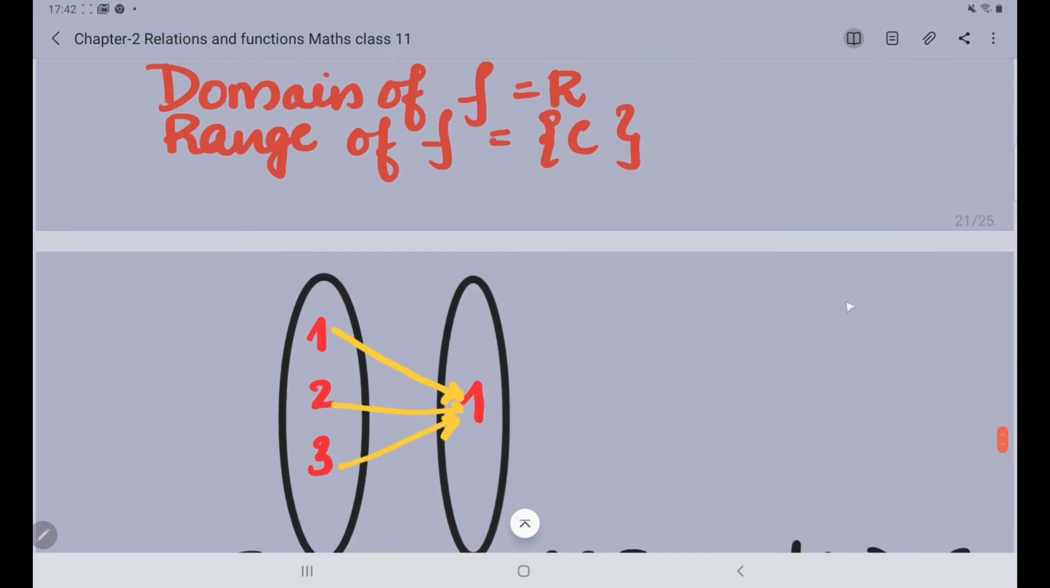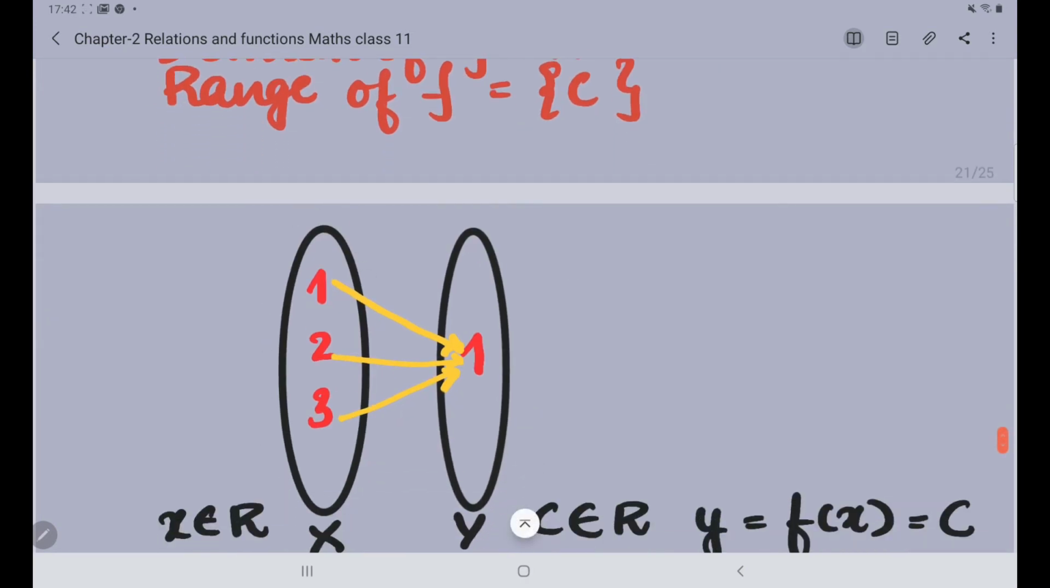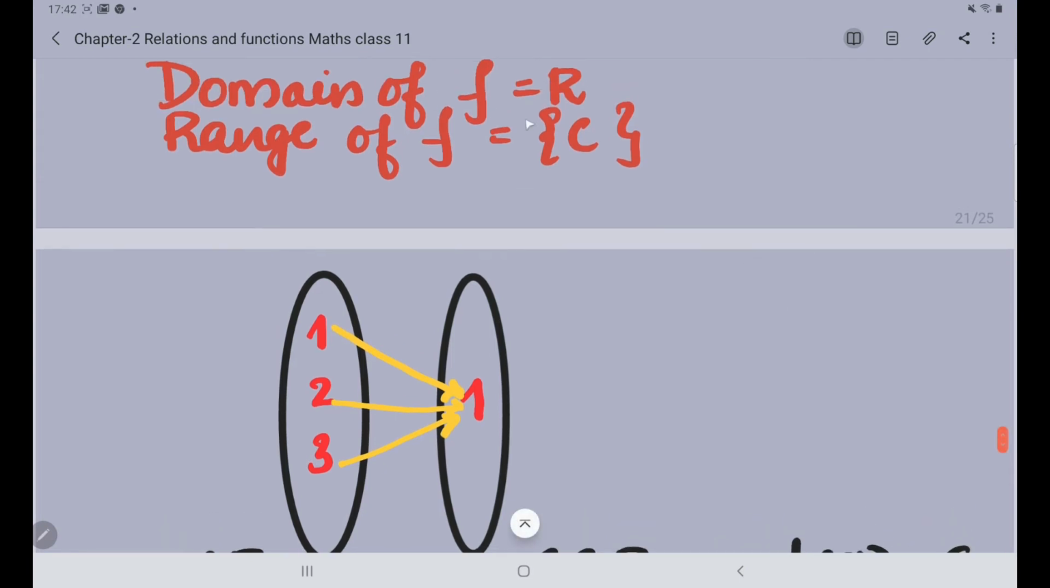So it doesn't change. What is the domain of this function? It can take any values from the real number set, so the domain of this function is the real number set, that is R. And what is the range of this function? It is a singleton set because it takes only the value c. What is the c value in the example we have taken? 1.